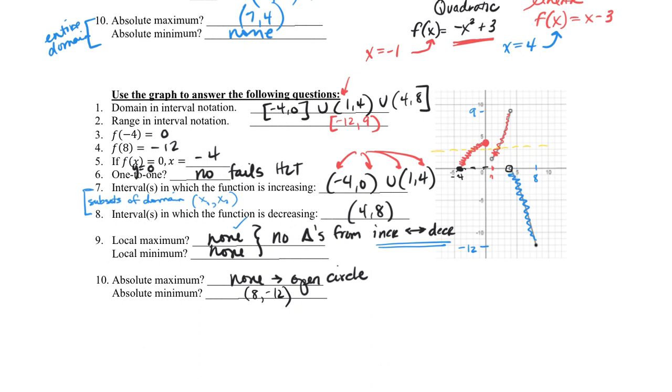It's increasing on the left side, but then it ends. And so then you have a break in the graph. So no for that one. Local minimum, same thing. There's no place where it changes from decreasing to increasing.